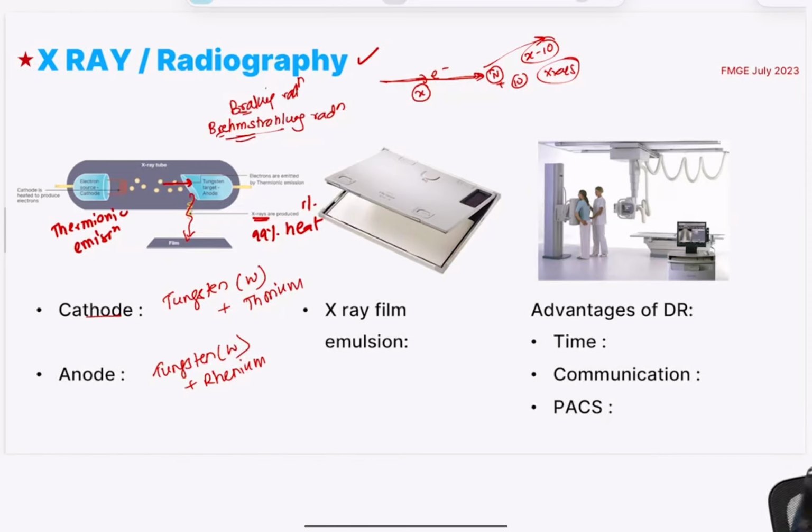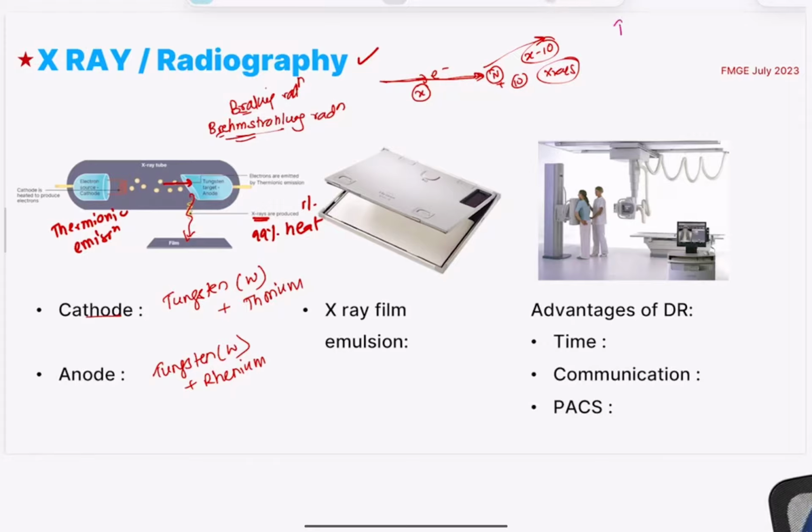And now the X-rays which are coming out from the X-ray tube pass through the patient, and depending on the energy of the X-rays, they have various fates. If the X-ray beam has high energy, it will penetrate and form the image. If the X-rays have low energy, they stay in the body and cause damage to the body. And some X-rays get deviated, get deflected, like scatter radiation.